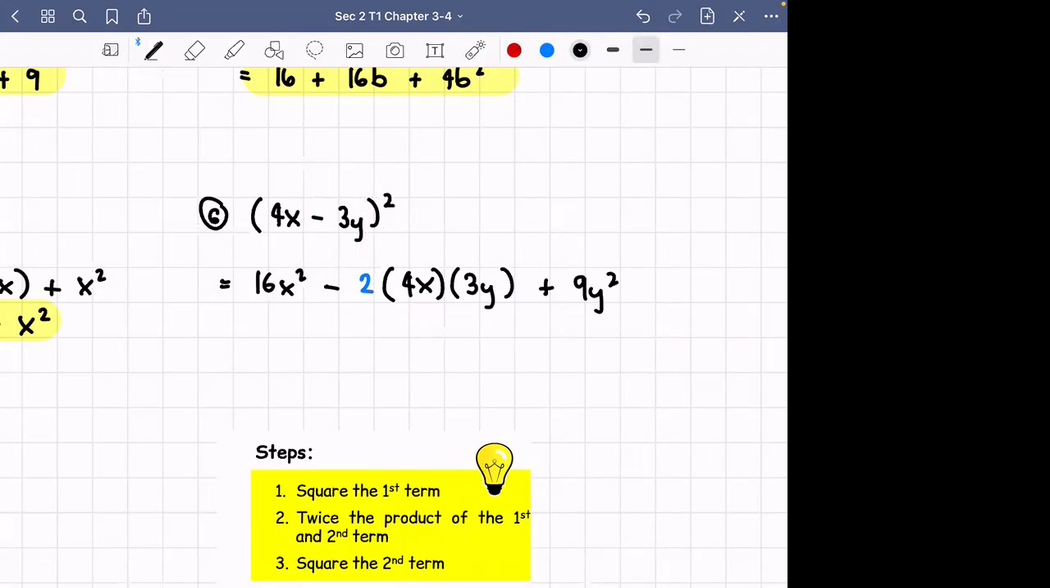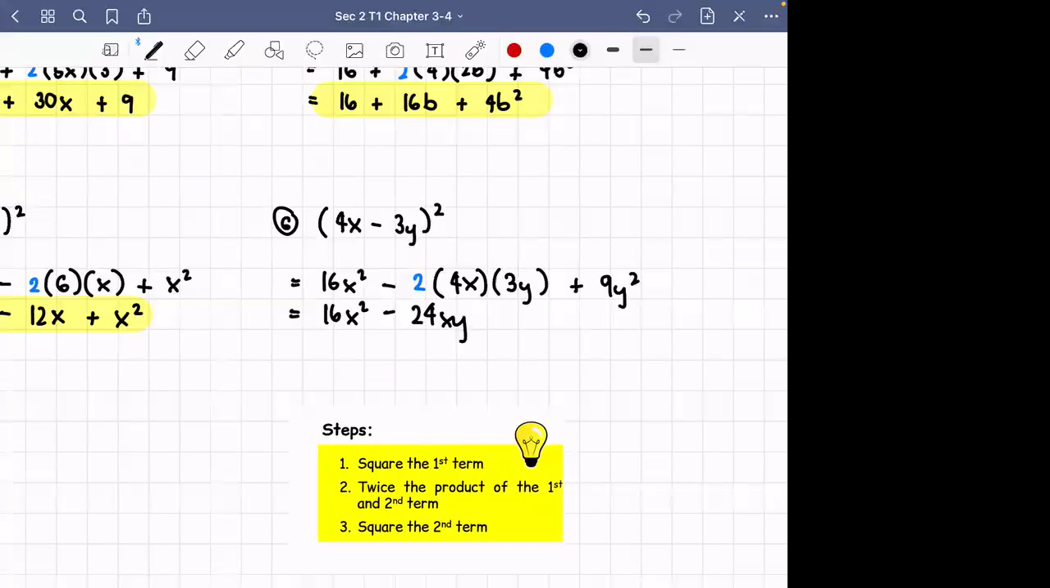So let's finalize our answer. This is 16x squared, and then what do you get from here? 2 times 4 times 3, that is 24, minus 24xy, plus 9y squared. That's it.